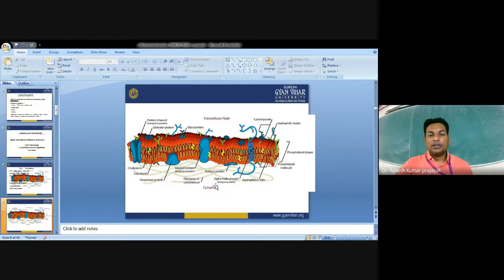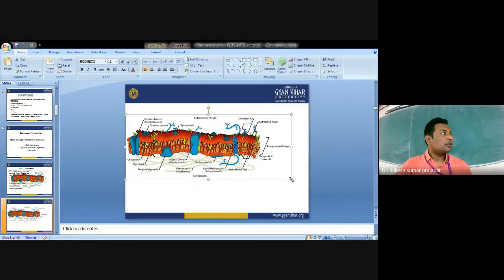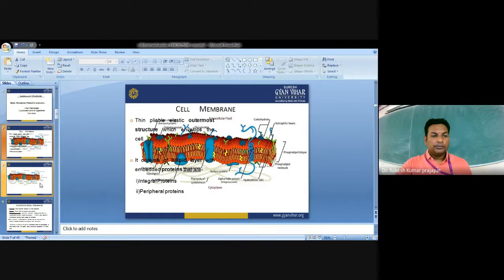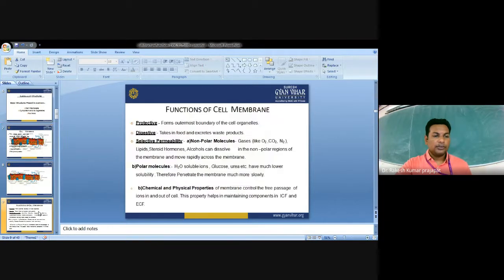These integral proteins are there. Filaments of the cytoskeleton and surface proteins are also present. Carbohydrate, hydrophilic. These are the hydrophilic heads which are facing outward. Phospholipid bilayers. Functions of cell metabolism.